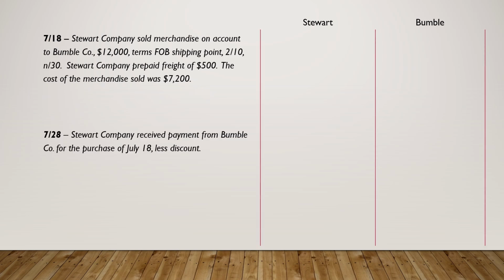Let's consider how the last two entries would be recorded under the net method. On July 18th, Stewart Company makes its sale to Bumble. Debit AR and credit sales. Under the net method, we apply the discount at the point of sale. So our amount is $12,000 reduced by 2%, or $11,760.